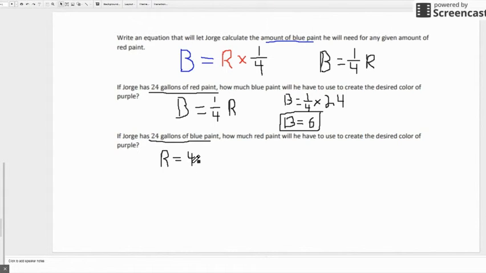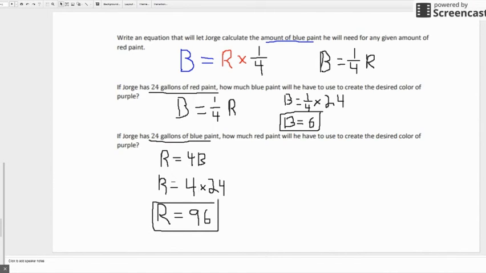The red paint equals 4 times B, or 4 times blue. And we go ahead and plug it in. We know we're going to use 24 for blue because it's given to us, so we're going to multiply 24 times 4. It's going to tell us the red paint equals 4 times 24. Well, that would give us, you can do the multiplication on the side if you need to, 96.